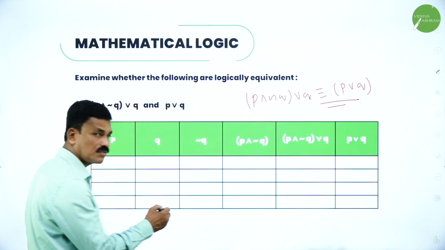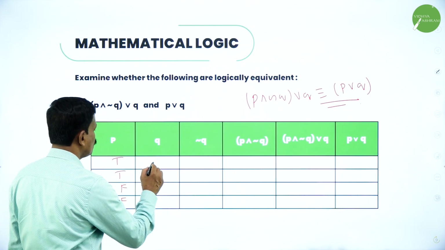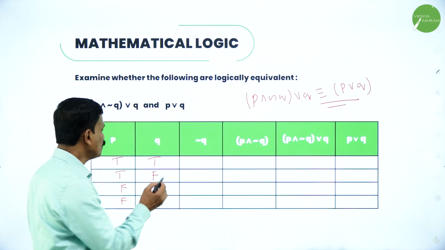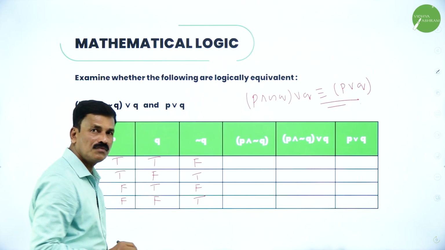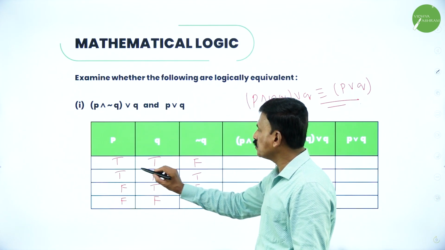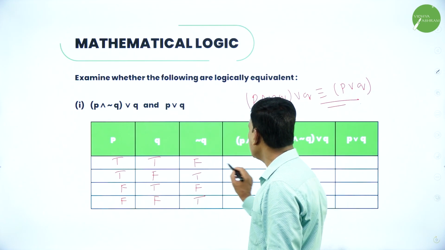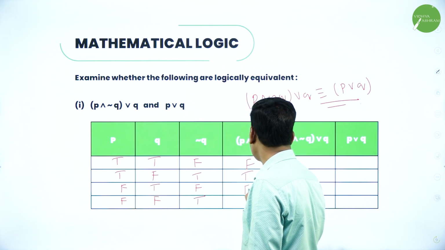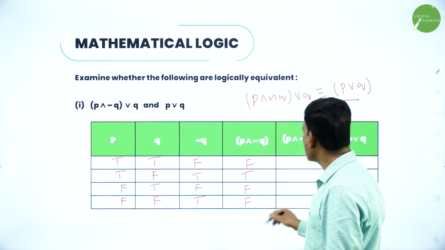As you know, the truth values for P are true, true, false, false. For Q it is true, false, true, false. Negation of Q means false, true, false, true. Right? Now, conjunction for P and negation Q. For these two, conjunction means true and true is true. In all other cases, it is false. T and F is F. T and T is T. F and F is F. F and T is also F.